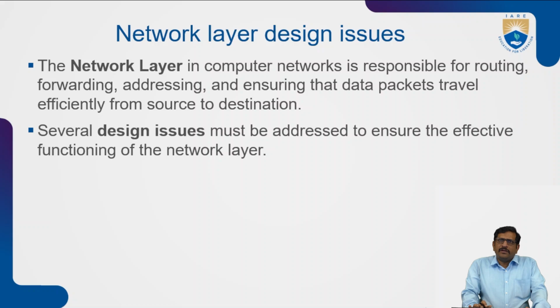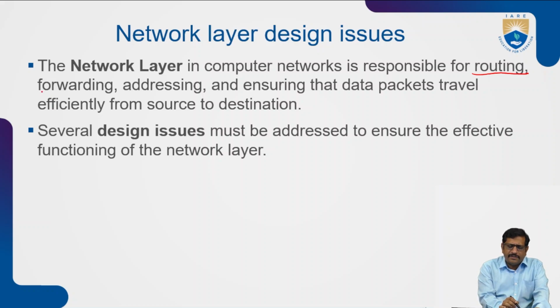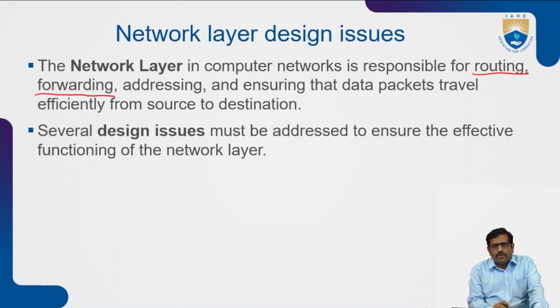Here, the network layer design issues. Generally, the network layer in a computer system is responsible for routing. Routing is finding the best path, or the optimal path, from source to destination for delivering the packet. And forwarding: the network layer is responsible for forwarding the data packets from the source station to the destination station.